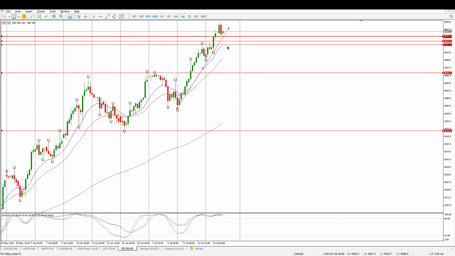Just be careful of trying to hold on to longs at the moment. We need to get the oscillators down, so we need this kind of setup here before we actually get back into this to ride this trend to the upside.